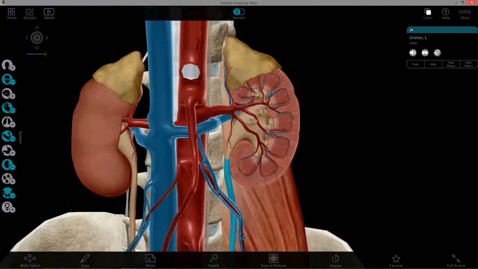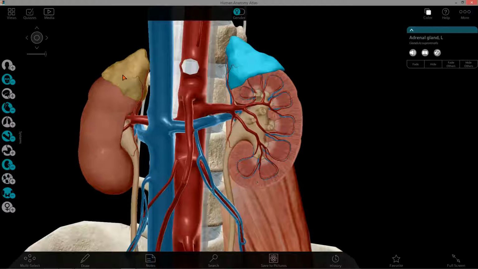So that's about everything for kidneys. Let's move on to a quick overview of the adrenal glands. So the adrenal glands can be seen here on the left side and here on the model's right, and they lie retroperitoneally between the diaphragm and the superior medial pole of the kidney. So you can see how it's tilted towards the medial pole of the kidney as well.